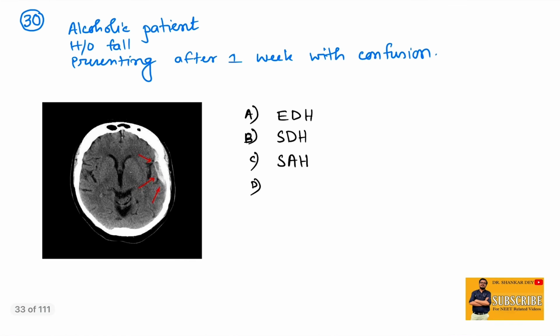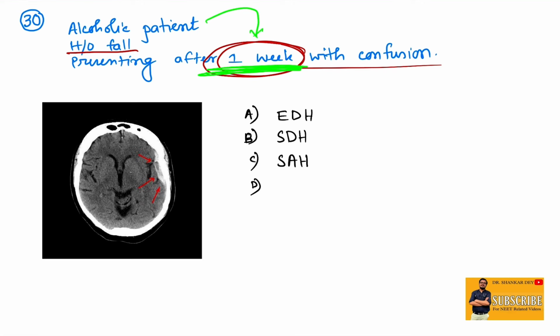Coming to question number 30, an alcoholic patient, history of fall, presenting after 1 week with confusion. This is the typical history. Do not just mark it by seeing the image. The typical history was given: an alcoholic after trauma, 1 week later presenting with confusion. This is the classical presentation of subdural hematoma. The CT image was also showing subdural hematoma, and the classical presentation of confusion after 1 week of trauma.